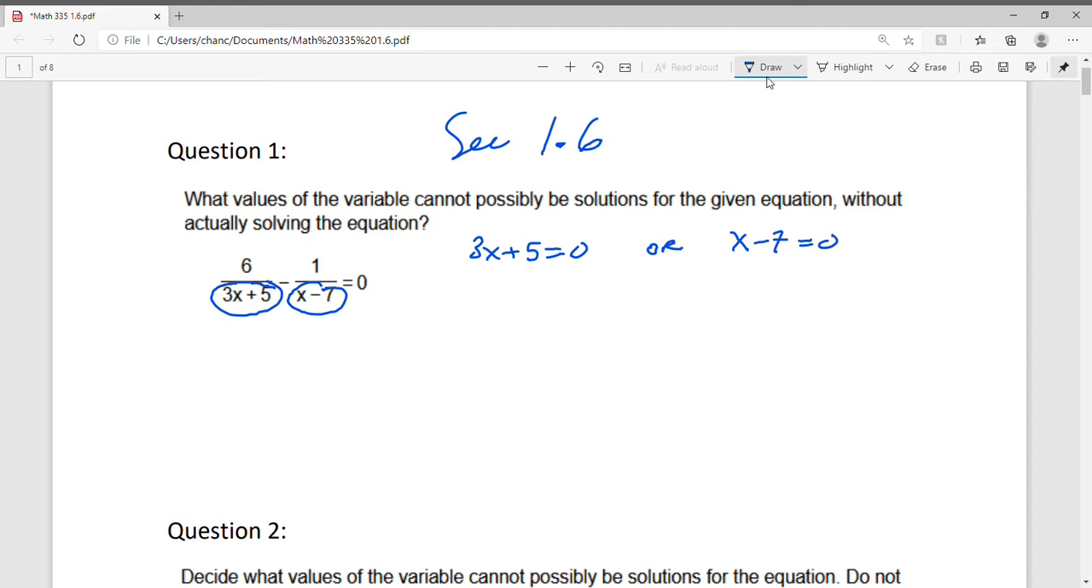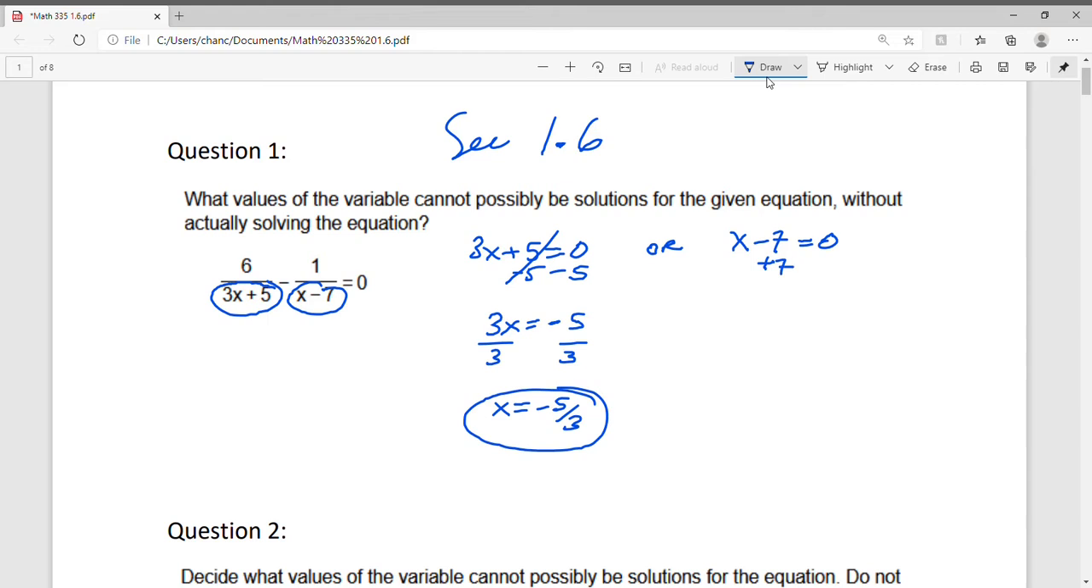Now the reason we're doing this is you cannot divide by 0. It is undefined. So we must exclude the fact that the denominator cannot be equal to 0. To solve the first equation, let's subtract 5 from both sides. 3x equals negative 5. Divide both sides by 3. X is negative 5/3.